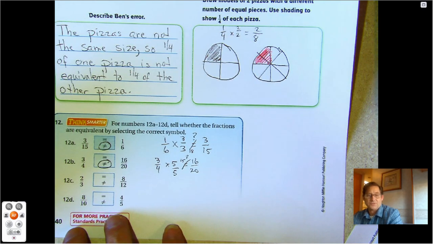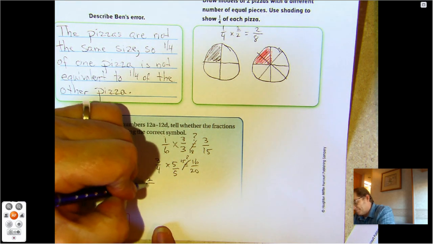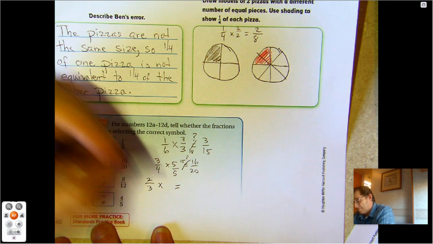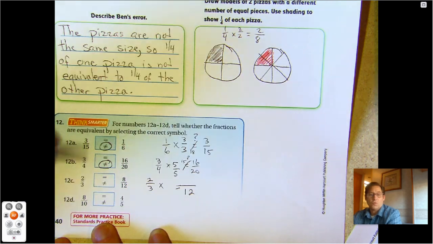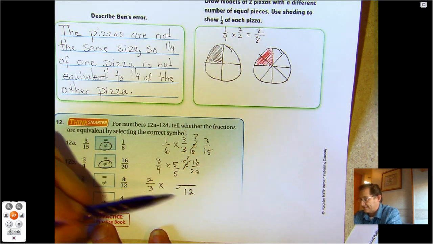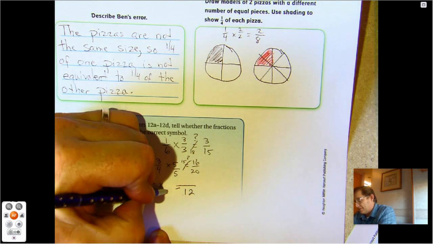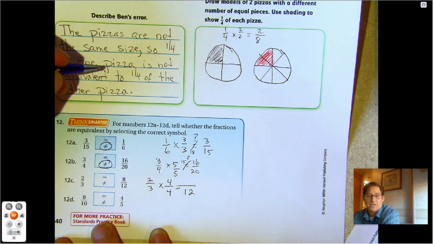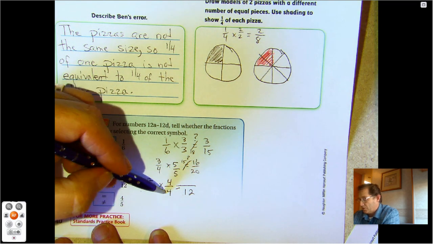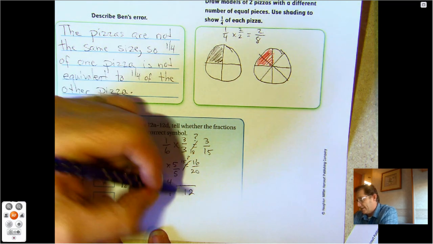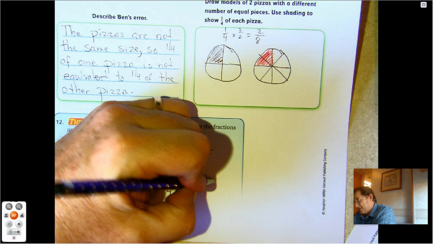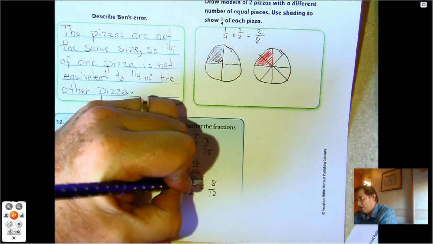2/3 and 8/12. Well, what do I have to multiply thirds by to get 12 size parts? 4. I'd have to increase it 4 times as much. So 3 times 4 is 12. 2 times 4 is 8. 8/12 does equal 8/12.